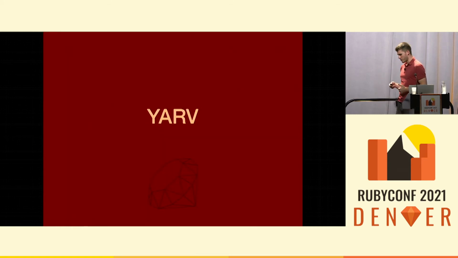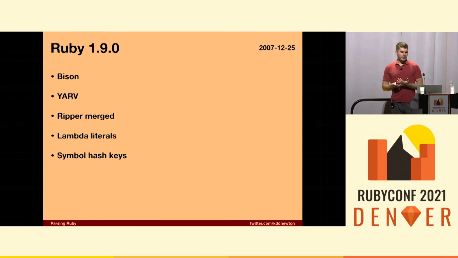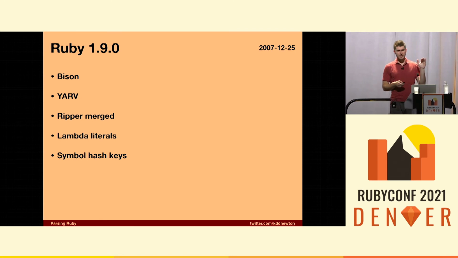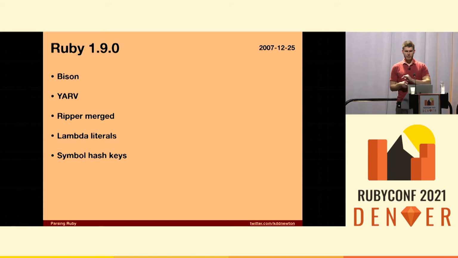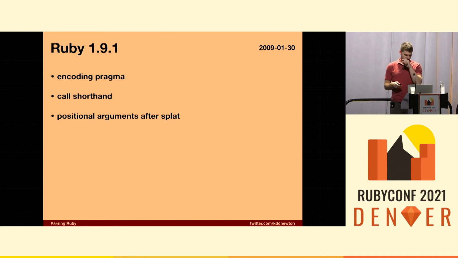Around this time, Yarv comes out. Yarv is a PhD thesis that is a bytecode interpreter for Ruby. It upgrades a couple things. It changes it so that instead of using Yak, it uses Bison, which is just a successor that has a lot of the same functionality. Ripper is merged into the standard library. We'll show how that works. And a couple other controversial things are done at the time, including symbol hash keys and lambda literals.